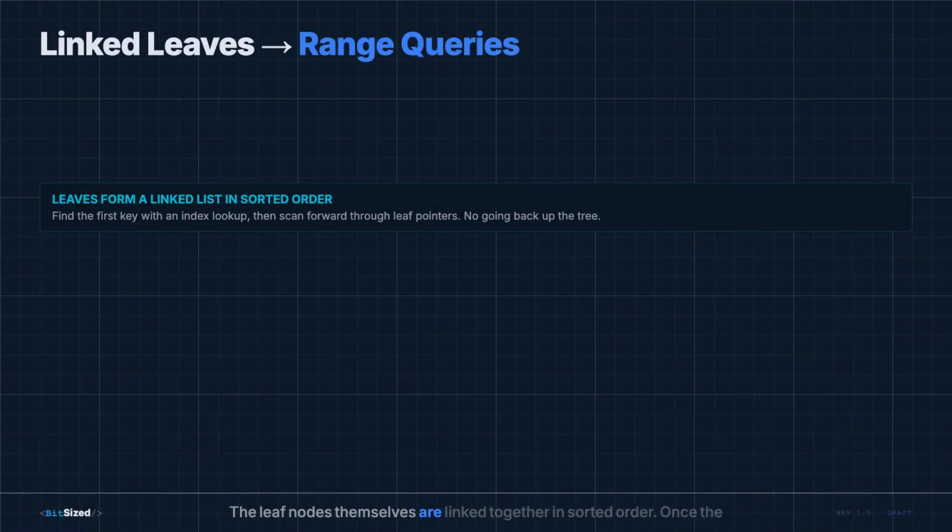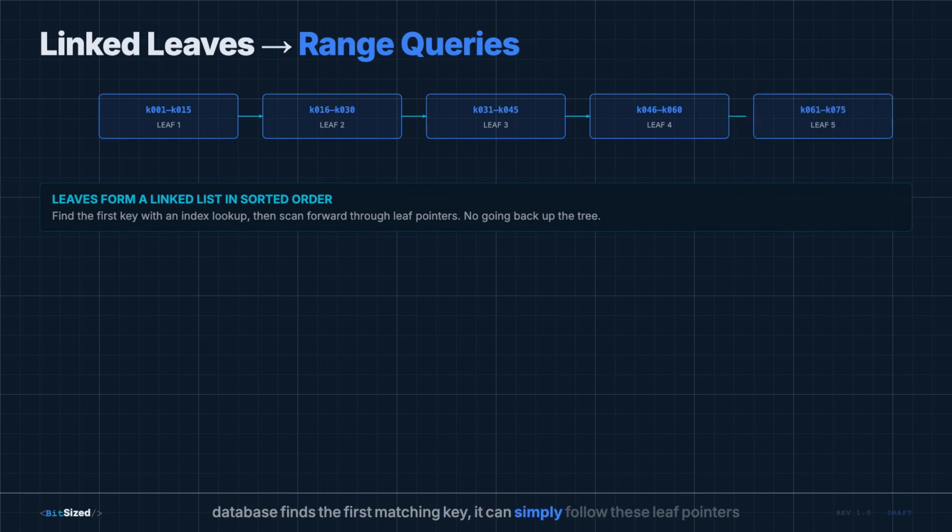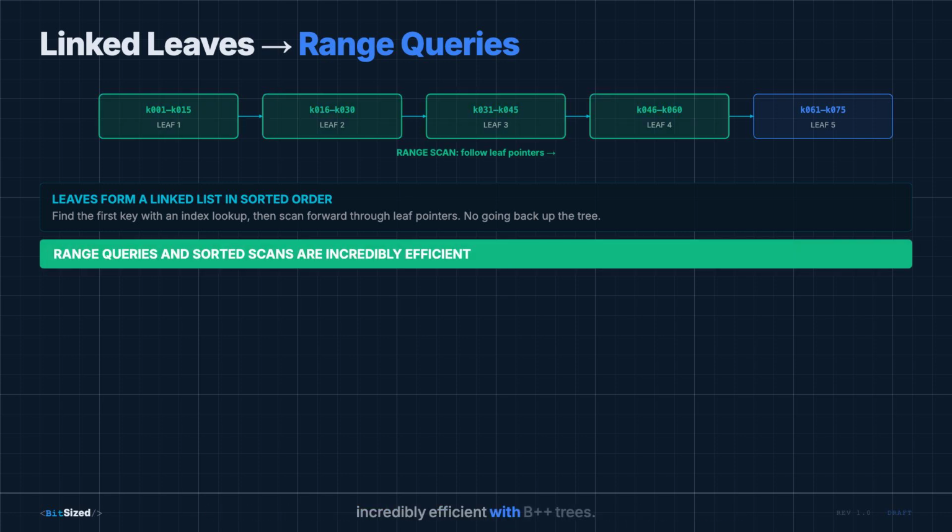The leaf nodes themselves are linked together in sorted order. Once the database finds the first matching key, it can simply follow these leaf pointers to retrieve the next records. That's why range queries and ordered scans are incredibly efficient with B-plus trees.